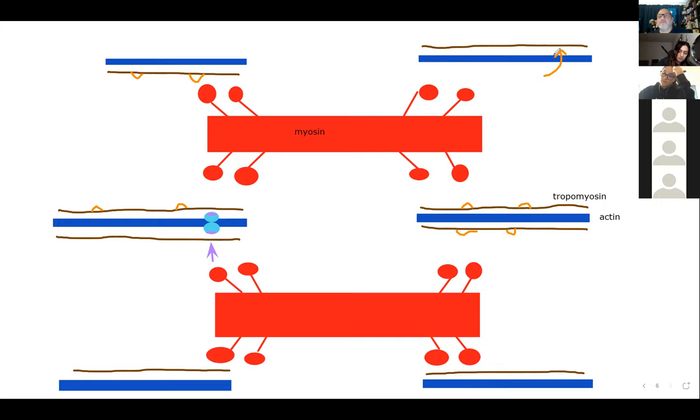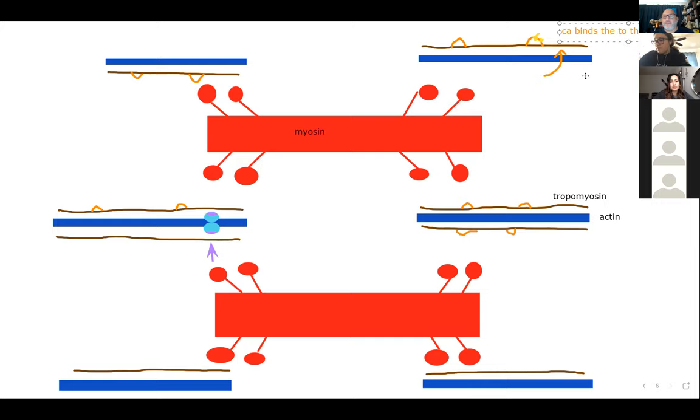Now, moving this tropomyosin out of the way sounds like a pretty wonky process. How do you think we might go about doing this wonky process? Come on, what makes cells do wonky things? Calcium. Calcium, absolutely. And that's exactly what happens. What happens here is that calcium binds to the troponin. Let's make this a little smaller. Calcium binds to the troponin.